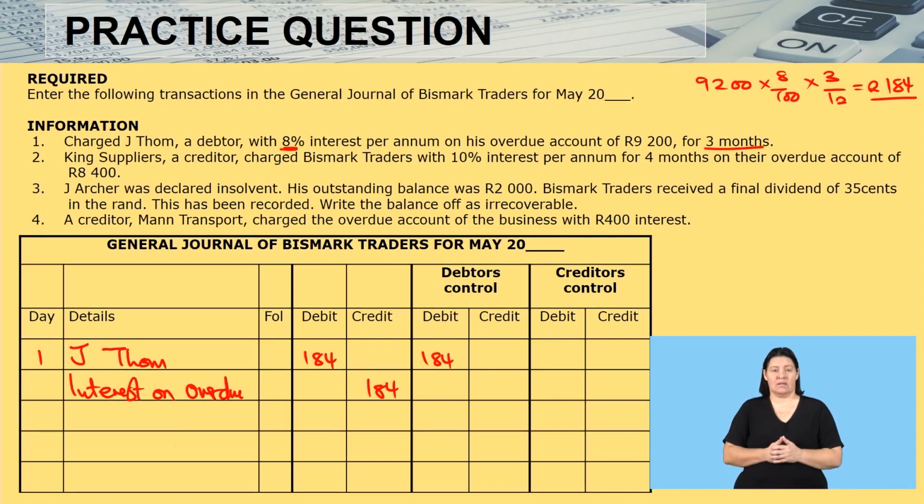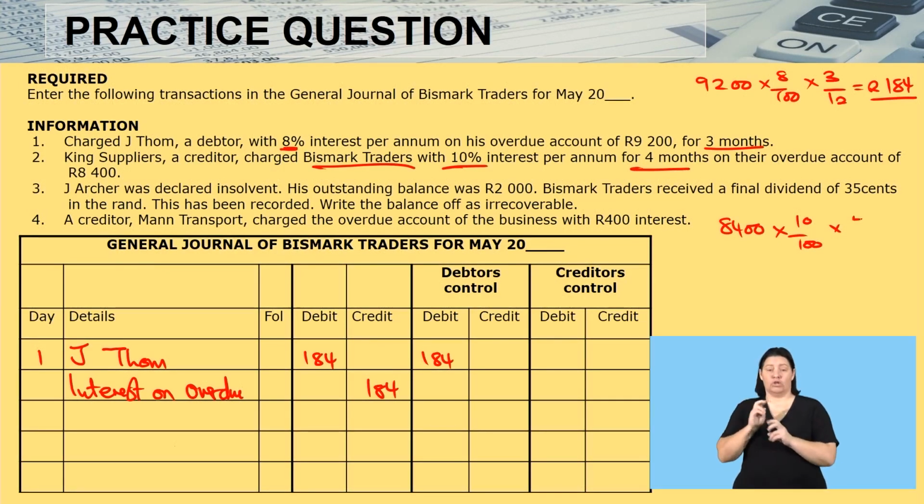And it reads, King Suppliers, a creditor, charged Bismarck Traders with 10% interest per annum for 4 months on their overdue account of 8,400. Let's quickly calculate that. 8,400 multiplied by 10 over 100, and how many months? 4 months, multiplied by 4 over 12. This will give us an amount which is 280.